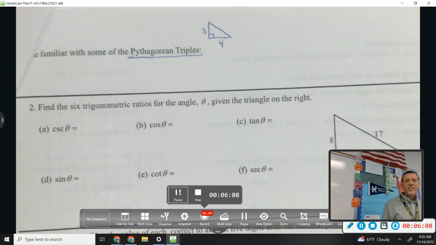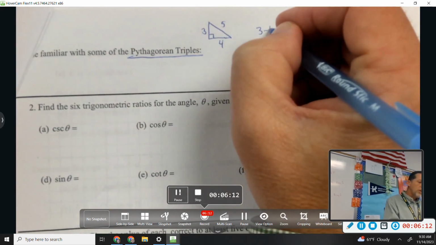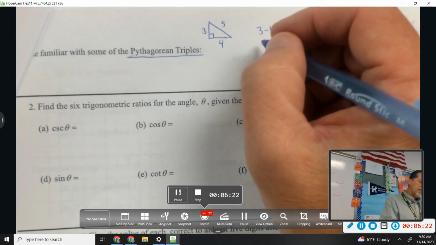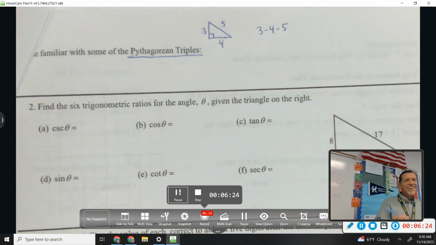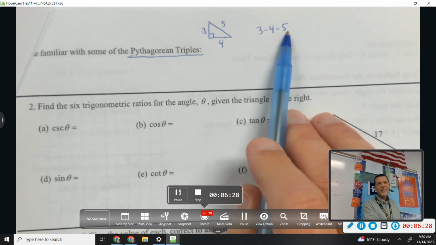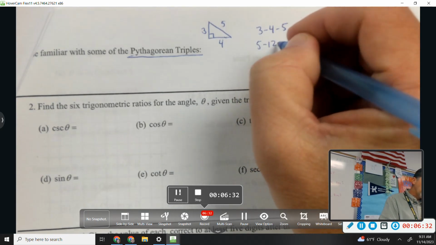What's the missing side in a... So 3, 4, 5. Do you know some other Pythagorean triples? 6, 8, 10. Okay, 6, 8, 10. I'm not going to write that down because, yes, any multiple of this would count. So, yes, 6, 8, 10. 5, 12, 13.